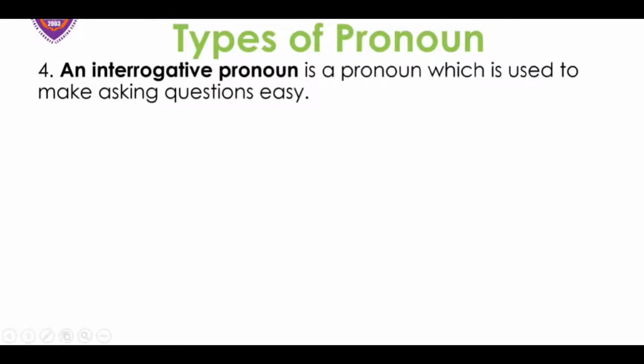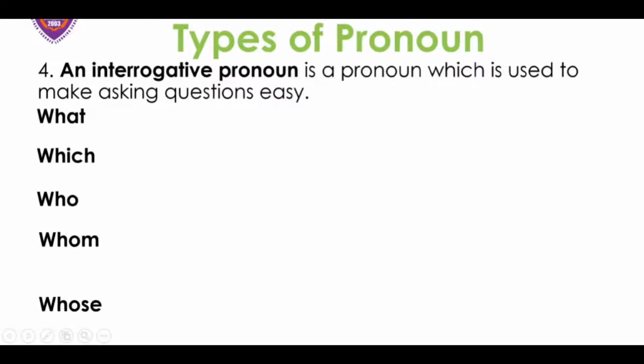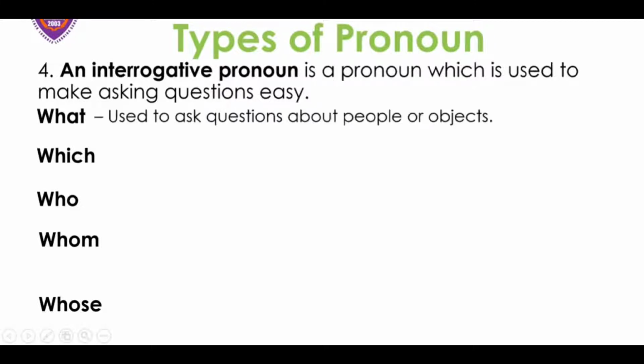Number 4. An interrogative pronoun is a pronoun which is used to make asking questions easy. The 5 interrogative pronouns are what, which, who, whom, and whose. What? Used to ask questions about people or objects. Example: what is your friend's name?